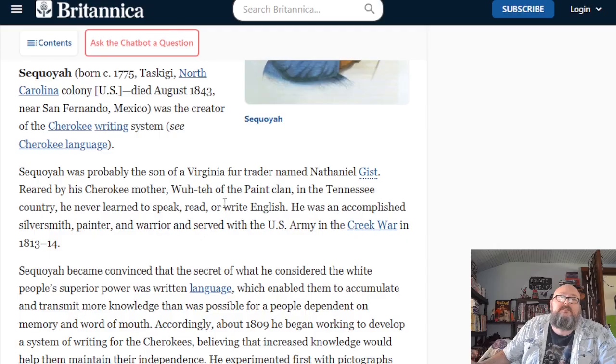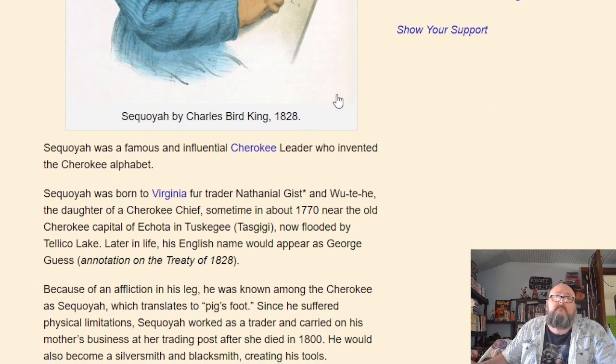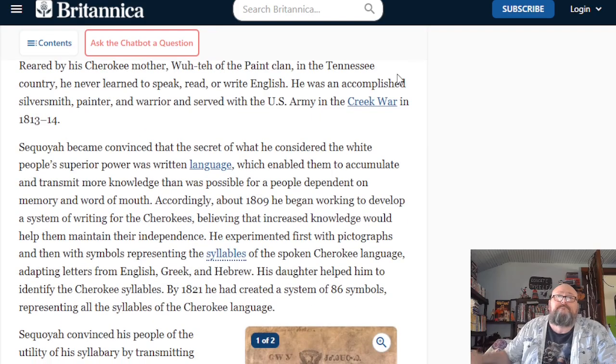Here it says he's probably the son of a Virginia fur trader named Nathaniel Gist, and Cherokee mother Wute of the Paint clan. Now remember, over here, she was like Wutese or something, or Wutehe. Here we have Wute. But born in the Tennessee country, never learned to speak, read, or write English. He was an accomplished silversmith, painter, and warrior, and served with the U.S. Army in the Creek War in 1813 to 14.